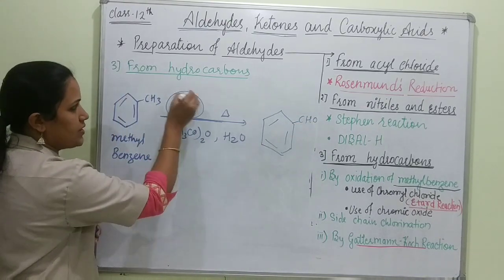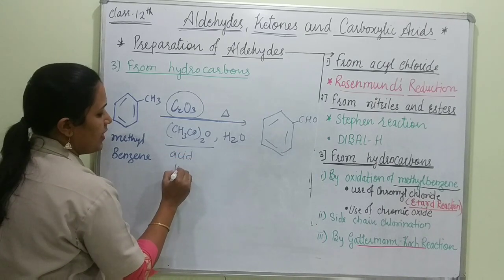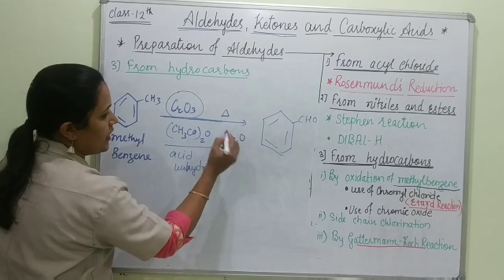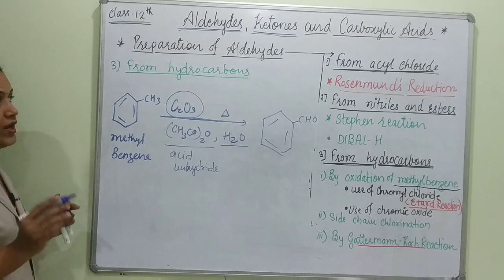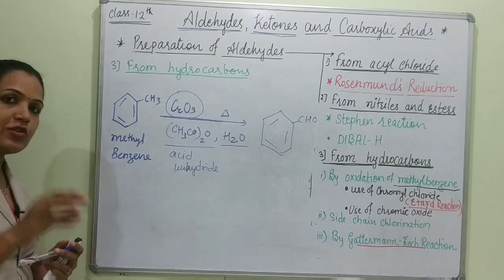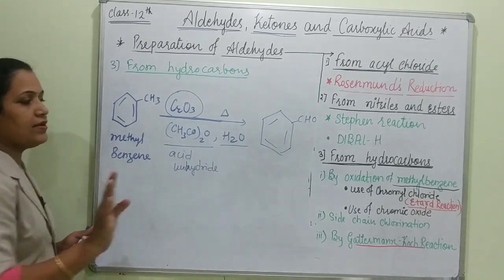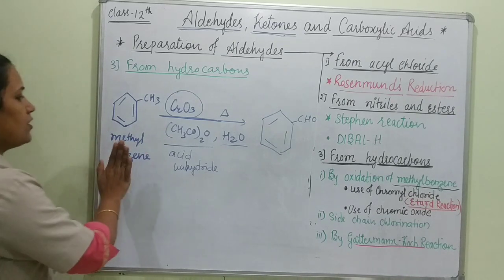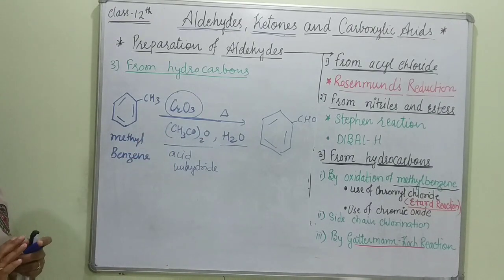First one is chromic oxide I am using. At the same time I am using acid anhydride. On heating and hydrolysis it can convert into the aldehyde group. When you study this from NCERT, they have formed the intermediate also in between, but if you are putting all the reagents in between, then there is no need of writing the intermediate. If you want to do the conversion of toluene to benzaldehyde, you can do it by this method also.